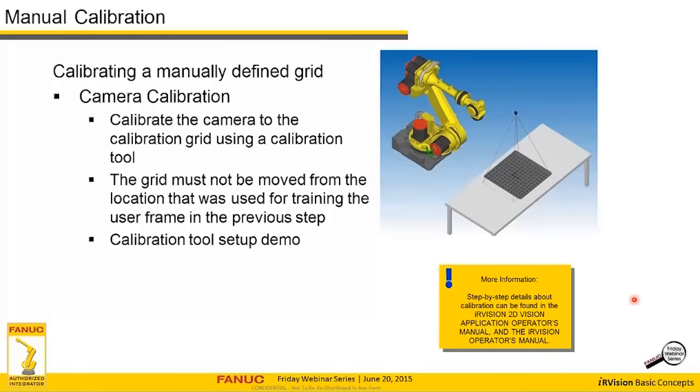But imagine now that we have a correctly defined U-frame that represents that calibration grid that is flat on a surface that is the same surface that the top of our parts are going to be imaged. We use a calibration tool in iRVision to calibrate the camera to that calibration grid. And the most important thing to remember in this process is that when you touch up that grid, the grid must not be moved from the touch-up location. Otherwise, the calibration will not be valid. So let's go right to our calibration tool setup demo.